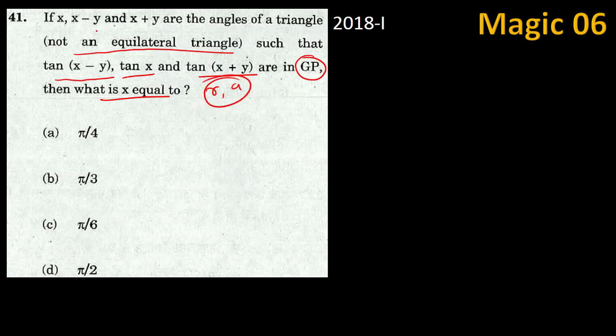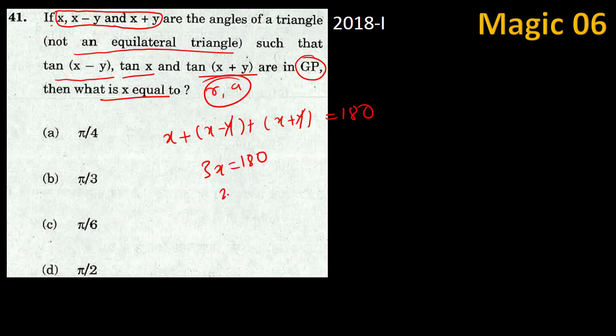Okay, look, x, x minus y and x plus y are the three angles of a triangle. Then what is the property of a triangle? The sum of the angles is always equal to 180 degrees. So x plus x minus y plus x plus y equals 180 degrees. The y terms cancel, so 3x is equal to 180 degrees. So what is x? It is 60. Which option is giving you 60? It is one of the easiest questions. They have confused everyone by adding GP and so on. No, there is nothing like that. So it is pi by 3, 180 by 3.